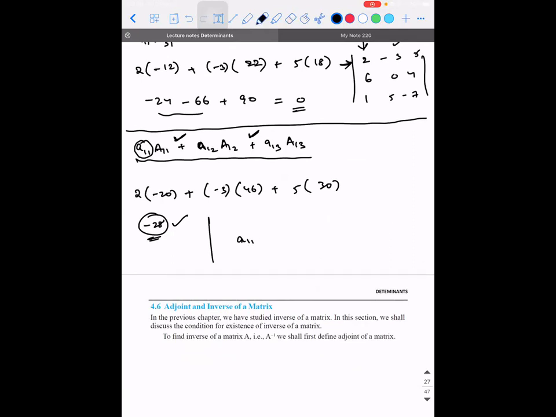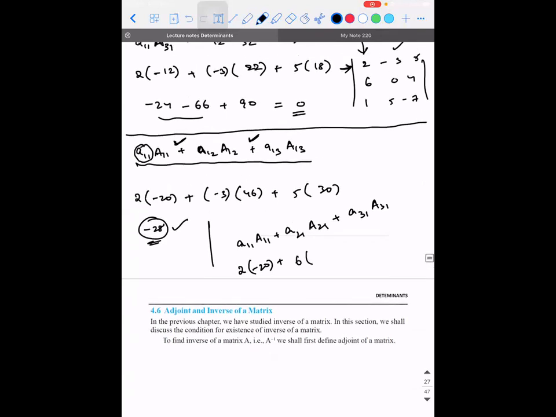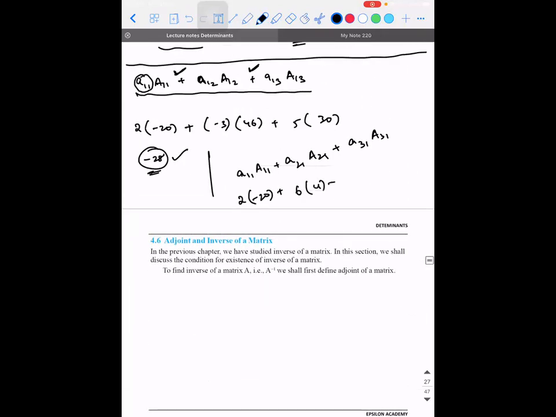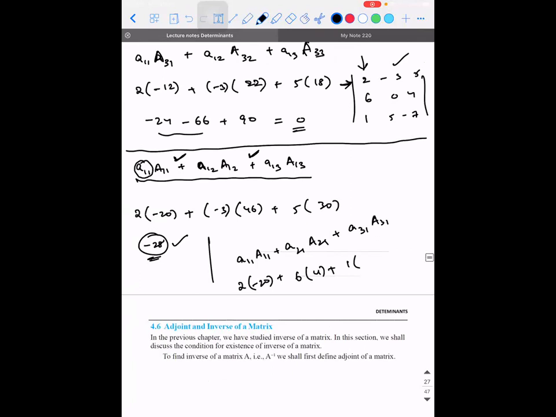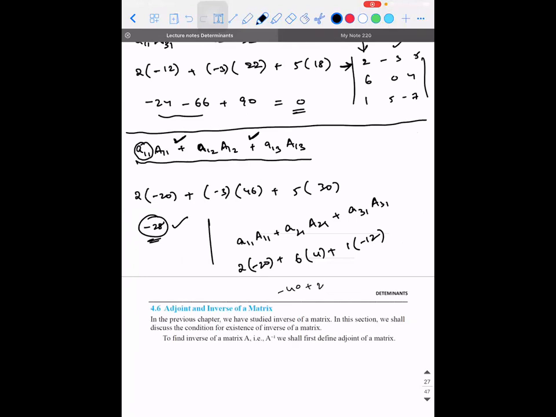I can write it as A11 into A11 plus A21 into A21 plus A31 into A31. Just to verify the answer, do this and see if you're getting the same answer. So 2 into what is A11, minus 20, plus 6 into A21 is how much? 4. Plus A31 is how much? 1 into what is the cofactor of A31? That is minus 12. So minus 40 plus 24 minus 12. So minus 52 plus 28. Is it not still minus 28?